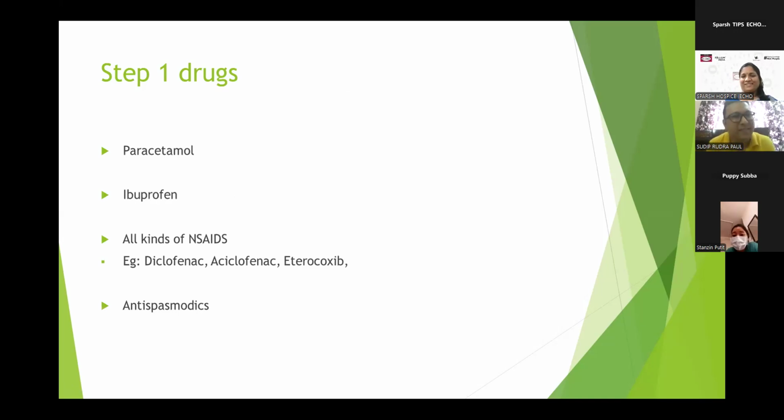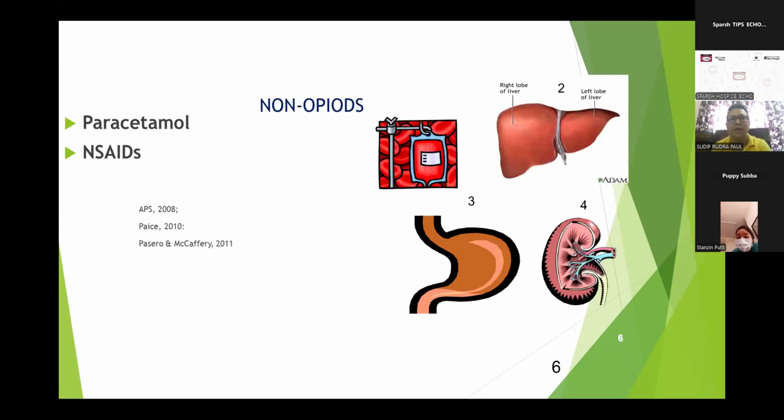If we see the step one drugs, it will be paracetamol, ibuprofen, all kinds of NSAIDs, non-steroidal anti-inflammatory drugs like diclofenac, aceclofenac, etoricoxib, all those, and antispasmodics also come under step one drugs. What are the nurse's responsibilities?